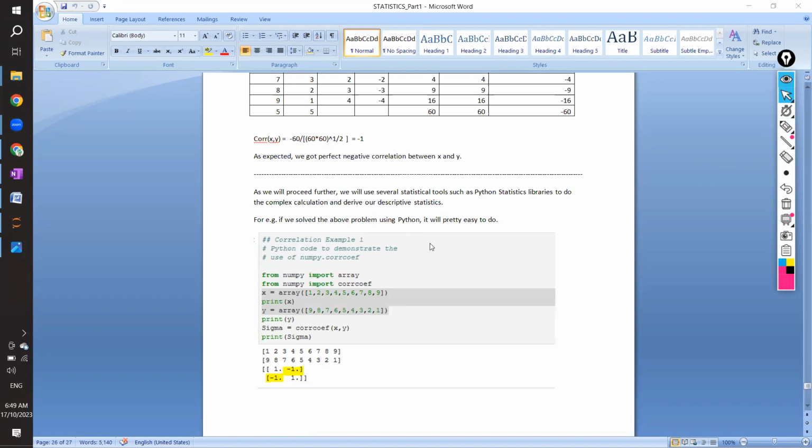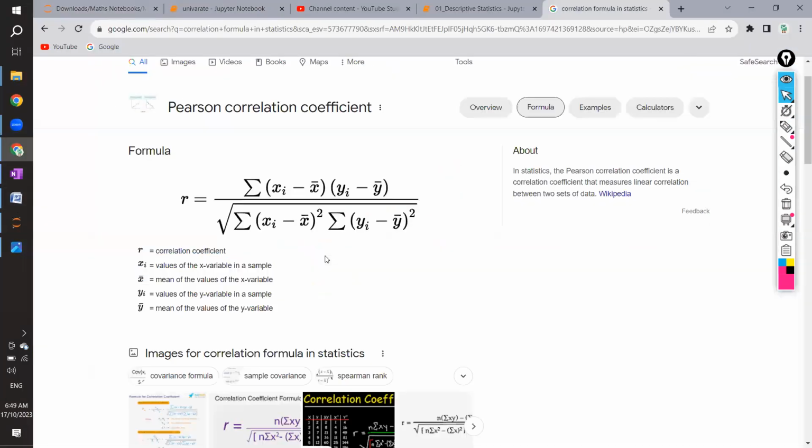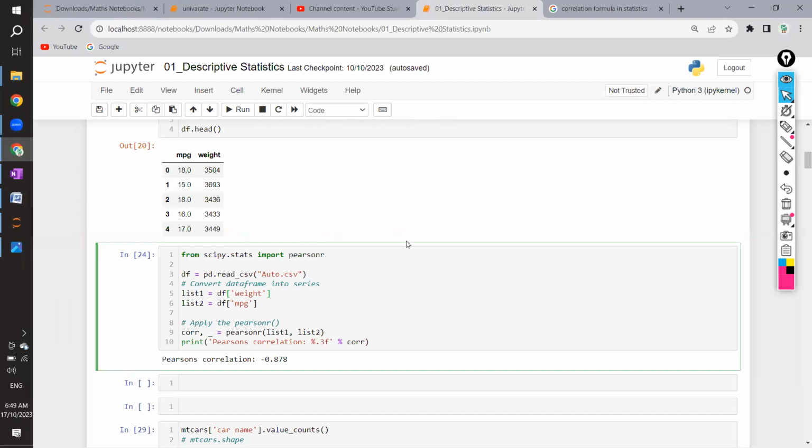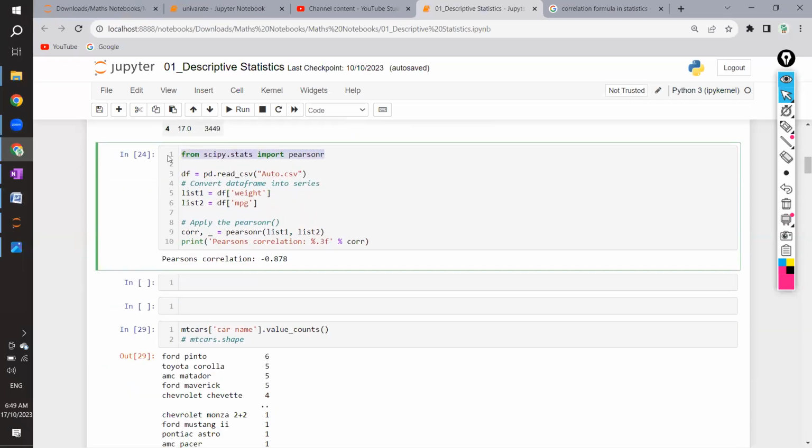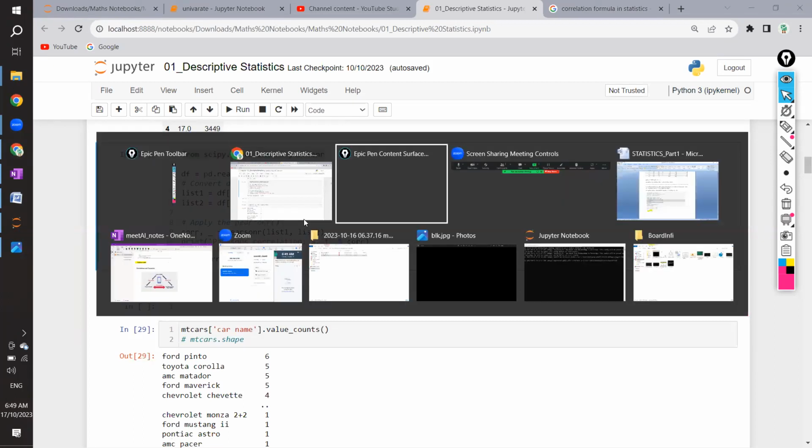In NumPy, you have directly a function called corrcoef, the correlation coefficient. Yesterday, from scipy.stats, we used Pearson and we were able to get the correlation. That's fine from SciPy, but from NumPy you can also do it.